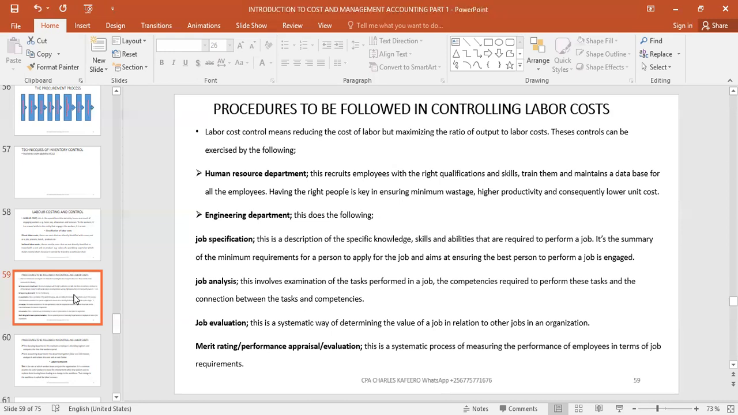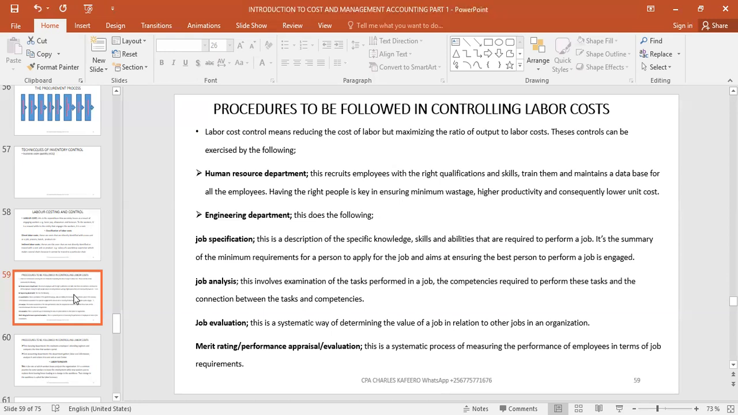For this human resource department, their role is just to check the right people, but they compare those people with what the engineering department has provided, whereby the engineering department, first of all, gives the job specification. When they give you the job specification, you will know what exactly is required in that job. So when the HR department is operating, they just consider what job descriptions are there, and they compare with what the applicant can do.